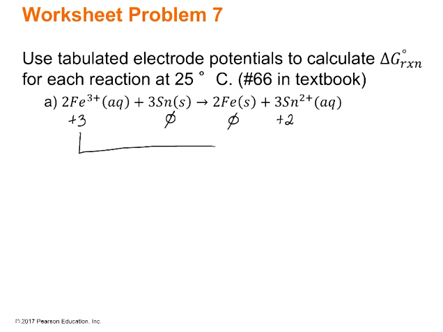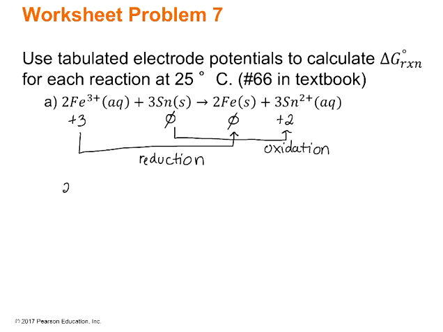All right, so let's look at iron. Iron goes from plus 3 to 0. So is that oxidation or reduction? That would be reduction. It's gaining electrons. And then tin, is that oxidation or reduction? Oxidation, it's losing electrons. Okay, so we have our two half reactions, so let's write them out.